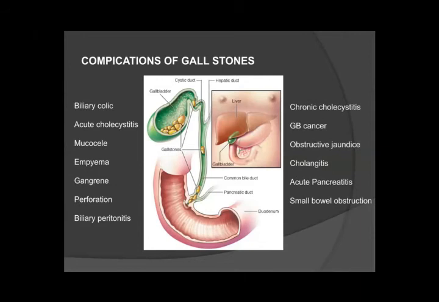Then we have chronic cholecystitis, like we said, and acute cholecystitis. Gallbladder cancer can also occur. It's a long-term complication of gallstones.